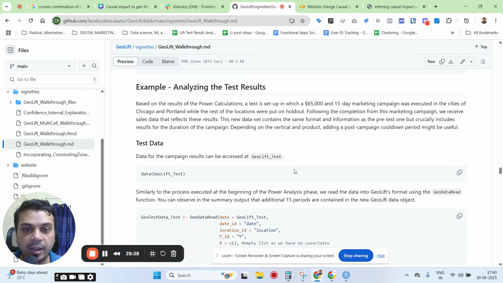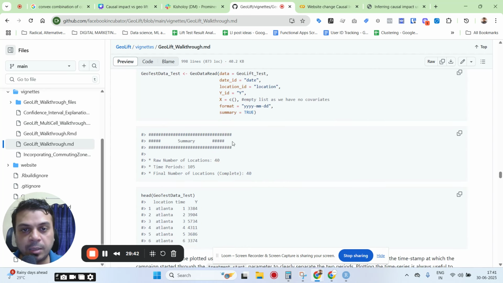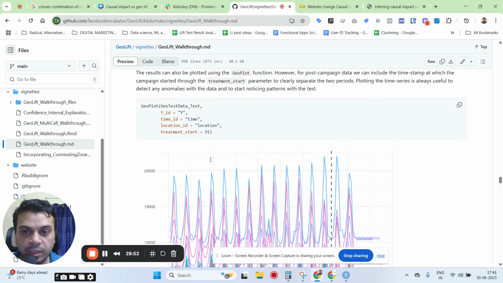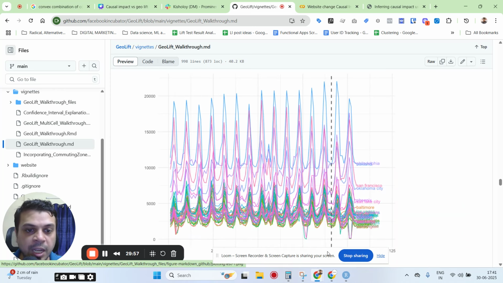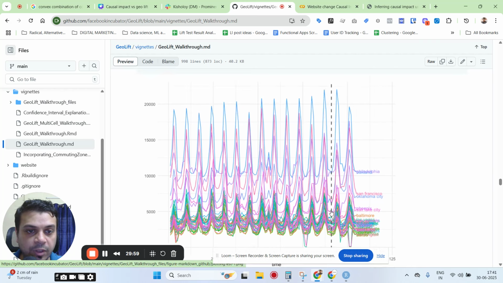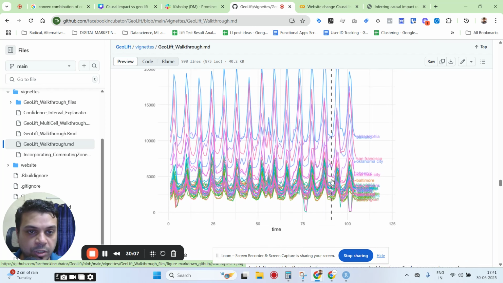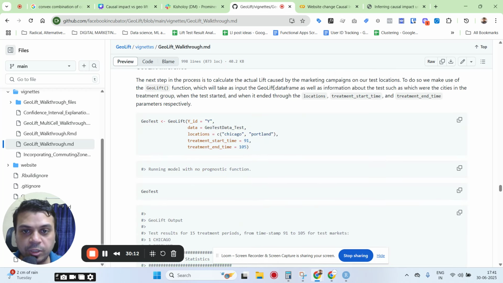Then you also have the analysis of the test results. This is where you upload another test data. They obviously have synthetic data, and that's what they're running here. Again, 40 locations. You'll see that this number remains constant, which is important. Then you see the first few rows, and you again plot them over time, and you have this dotted line that gives you the intervention period. So these are the different geos and how the sales vary over time, and this dotted line tells you the intervention period. You'll see that this is the post-test data.